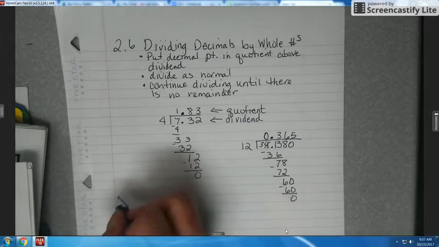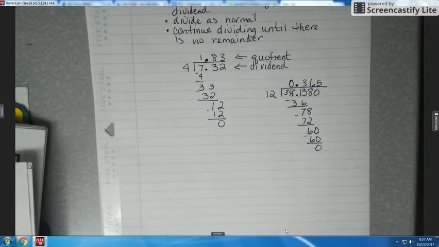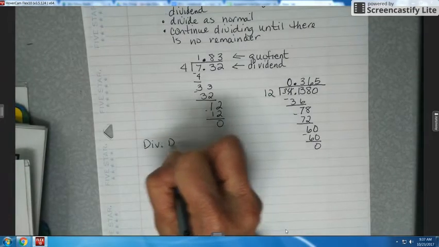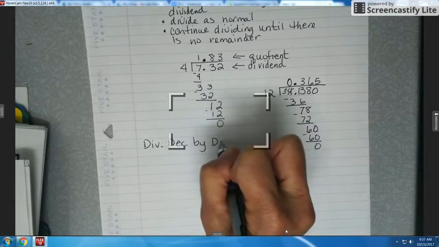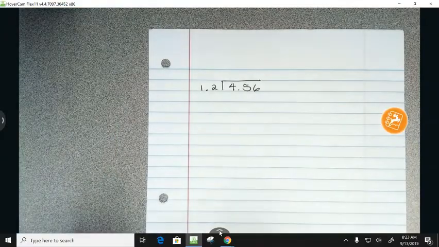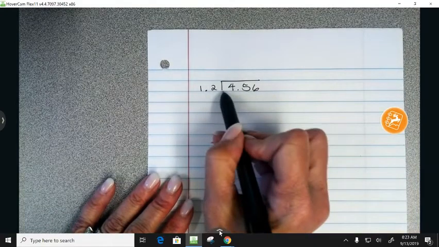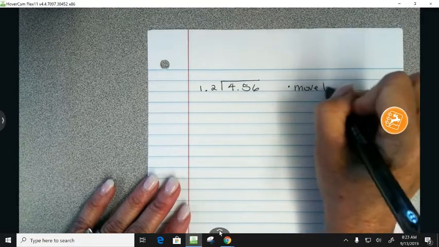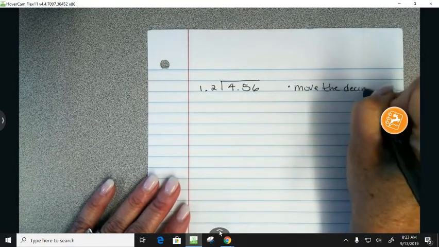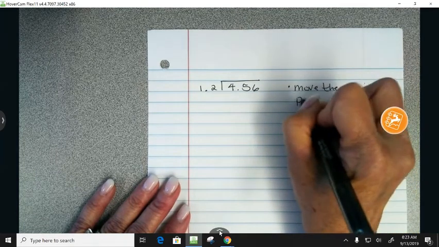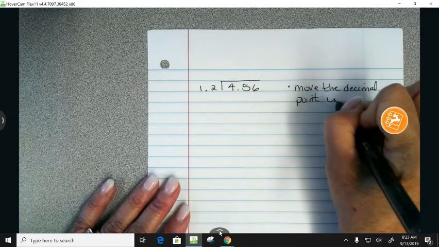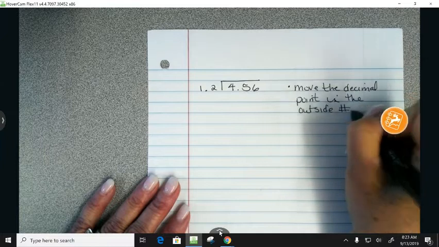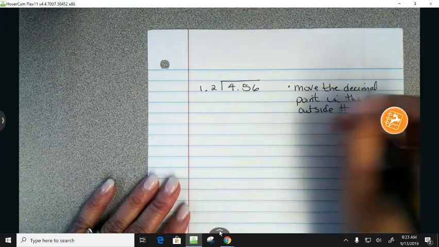Moving on. Our next topic, I'm going to push my paper up a little bit here. Our next topic is dividing decimals by decimals. Okay, so in our problem 1 2/10 divided into 4 56/100, before you can start, you need to move the decimal point in the outside number until it's a whole number.